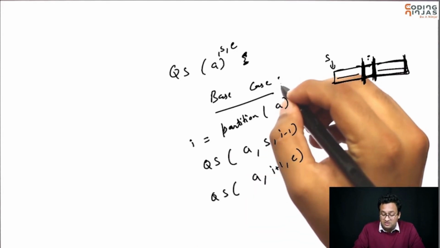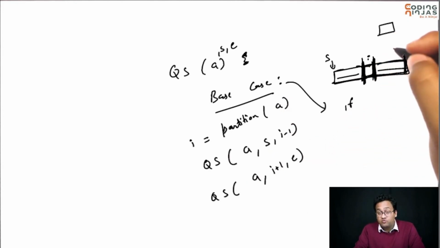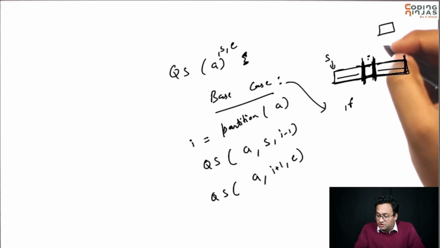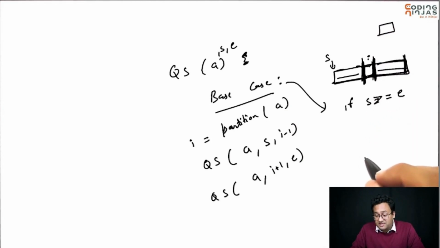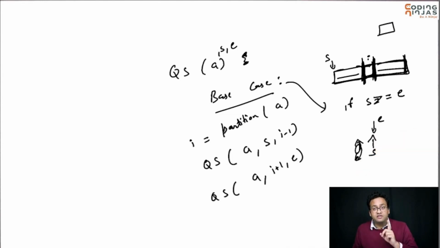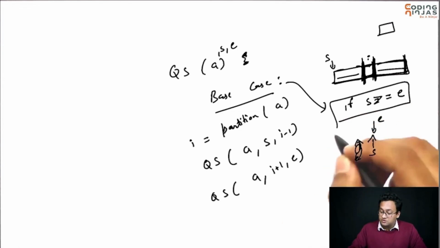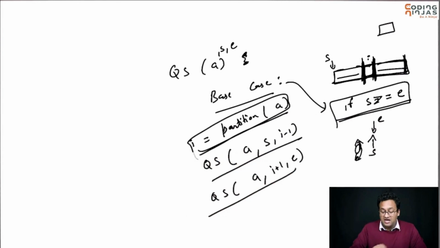So my base case will basically be 0 or 1, right? Length 1 is also sorted. So if S is greater than or equal to E, this basically means either S has crossed E, in which case the list is empty, or they are equal, in which case there is only one element, so there is no sorting required as such. Okay, so this can be my base case. So I have my base case. I need to write code for this. And if I'm able to write code for this, I'll be done.